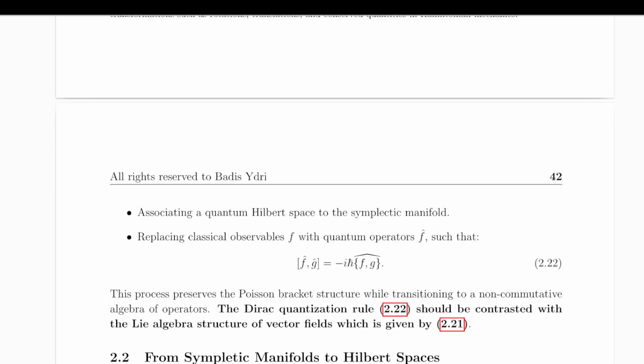Specifically, the commutator of the quantized operators f hat and g hat is proportional to minus i h bar times the quantization of the Poisson bracket of f and g. Here, i is the imaginary unit, and h bar is Planck's constant divided by 2 pi. Thus, symplectic geometry provides the foundational structure that seamlessly transitions from classical dynamics to quantum theory.